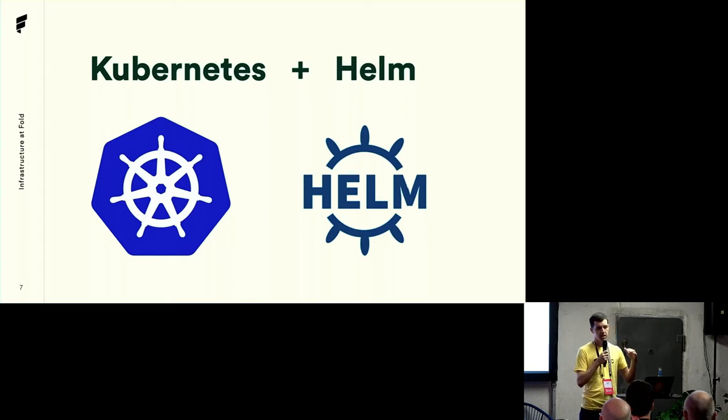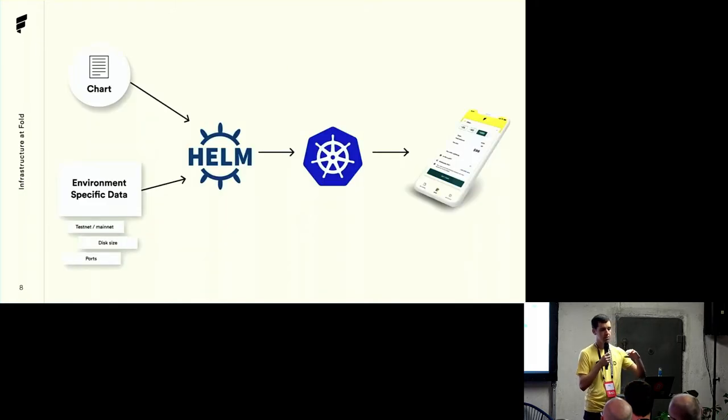Helm is basically a packaging system that sits on top of Kubernetes and allows you to set up your application. Helm is split into a chart and environment specific data, where a chart is basically the resources that your application needs to run. So for Bitcoin D, you need a persistent disk, you need some sort of incoming network access from the outside world, and you need your actual application, so you'd have a Docker image. And then there's environment specific data, such as: are you running on testnet or mainnet? What disk size are you using? And what specific ports are you using?